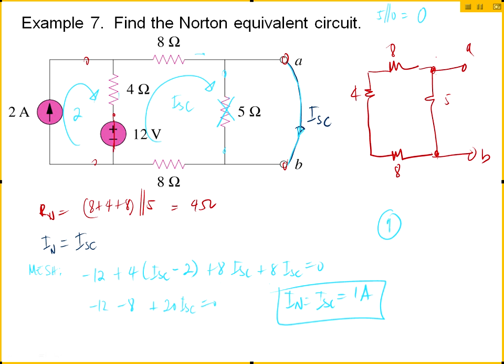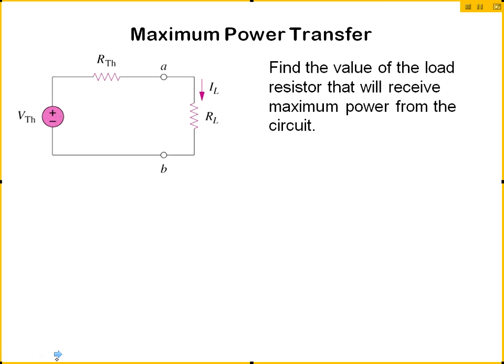Okay? That means that the original circuit is equivalent to a 1 amp source in parallel with a 4 ohm resistor. This is your I Norton. This is your R Norton, which is also your R Thevenin. Okay? Are we done here?